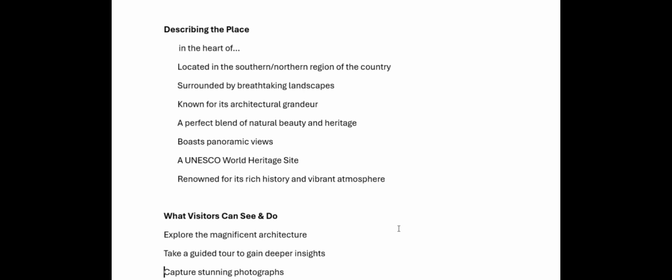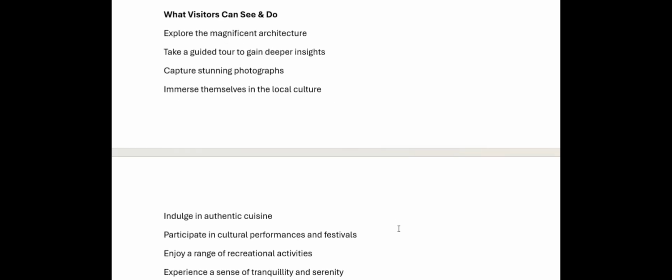Now, answering the next question, it is what visitors can see and do. What is that the visitors can see and do when they visit your recommended historical place? So, sentence number 1: explore the magnificent architecture. The adjective magnificent makes the sentence more beautiful. Next, take a guided tour to gain wider or deeper insights. Insights is information, knowledge. So when they take a guided tour, they get a lot of information about this particular place. Thereby, they enhance or they have more joy.